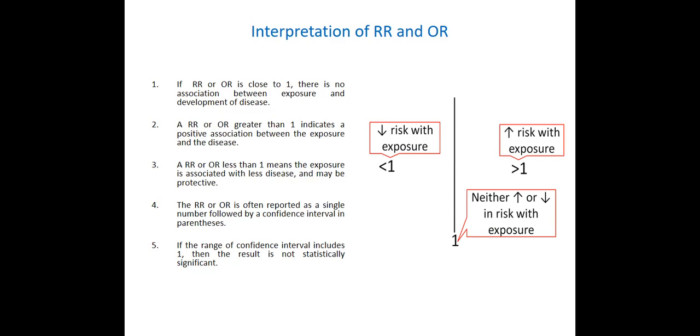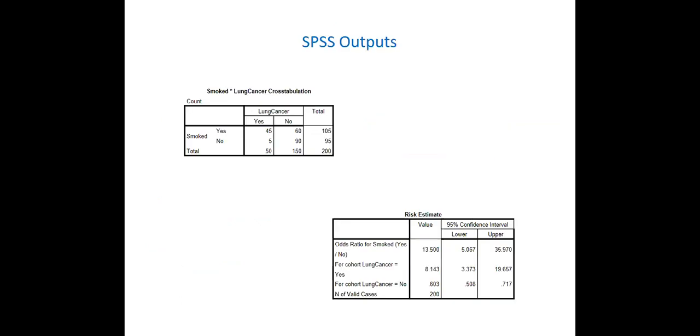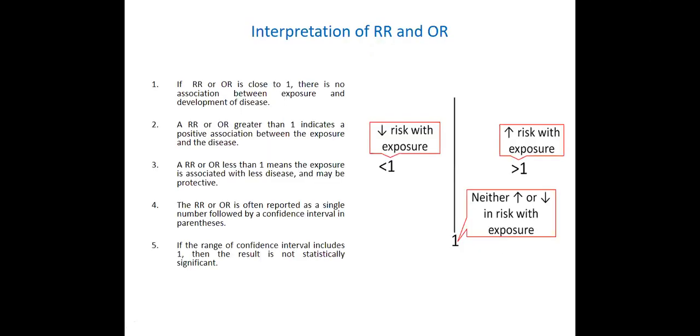But number 4, they say the relative risk or odds ratio is often reported as a single number followed by a confidence interval. What it just means is that this odds ratio, 30.2 and 30.5 we calculated, you will now put in brackets the confidence interval, 95% confidence, 5.072 to 35.9 or 36. So when you quote your relative risk or odds ratio, you now put the confidence interval in parentheses, in brackets. That is what number 4 is saying. Do you understand that now?